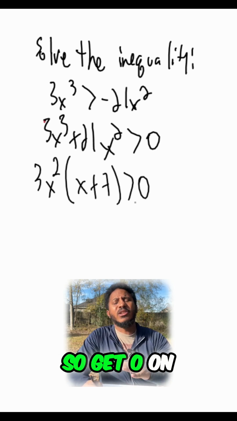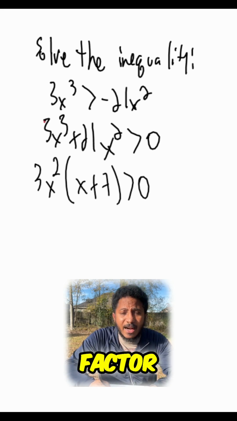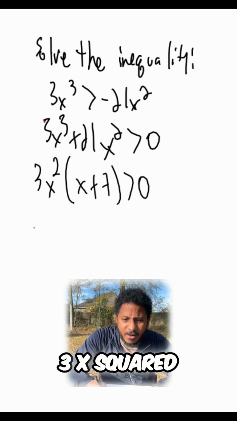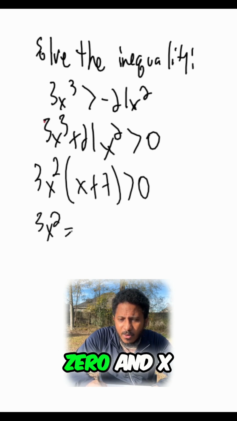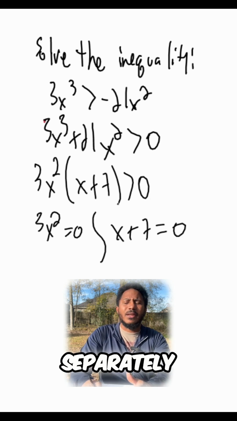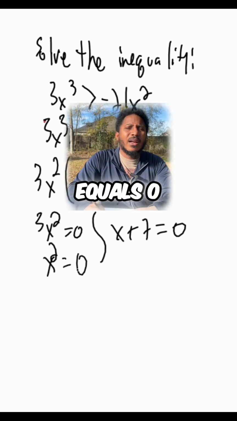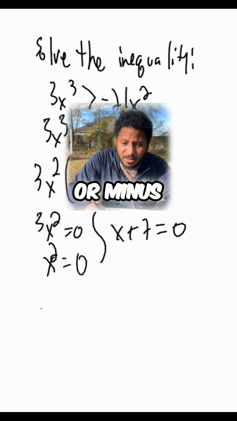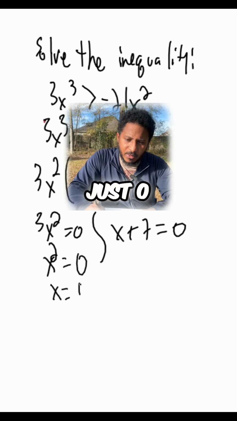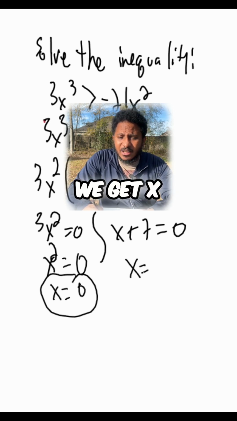So get 0 on one side, factor the other side. And again, we're pretending that this is an equal sign. So set each factor equal to 0. So it would be 3x squared equals 0 and x plus 7 equals 0. Now we solve each of these separately. Here we divide by 3, so x squared equals 0. Taking the square root, don't forget the plus or minus, we get x equals plus or minus the square root of 0, which is just 0. And then subtracting 7 from both sides, we get x equals negative 7.